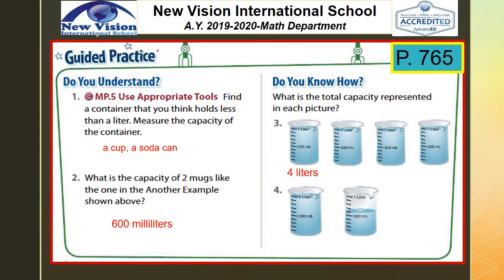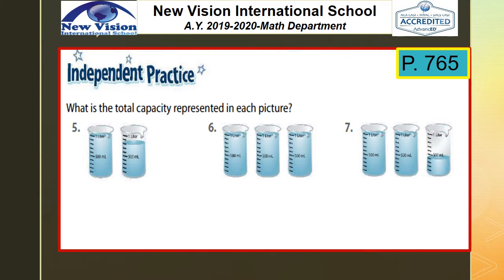Very good. Next, for number 4, 1 beaker is 1 liter, and the second beaker is how many milliliters? It's 1 mark above 500 milliliters, so that's 600 ml, correct? So the capacity for the 2 beakers is 1 liter, 600 milliliters. Very good. It's very easy. Now let's do the independent practice.